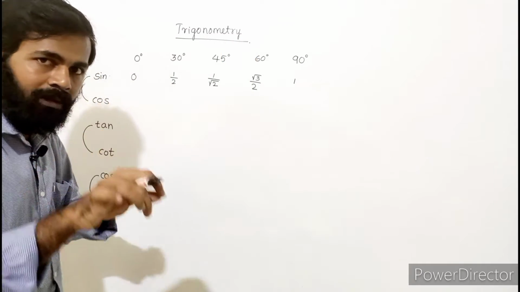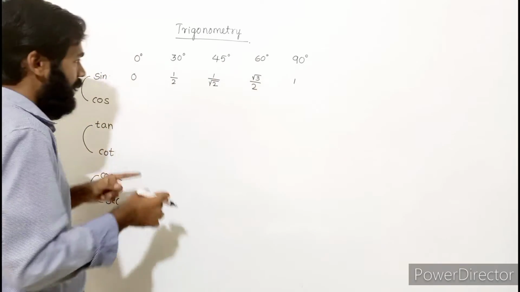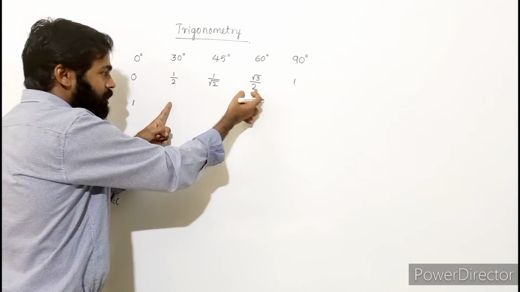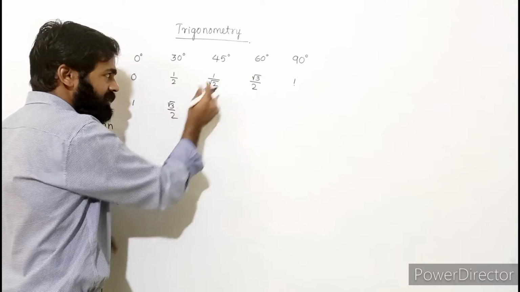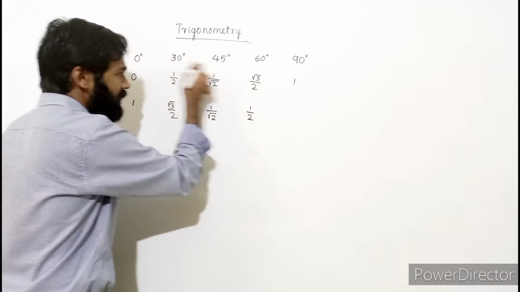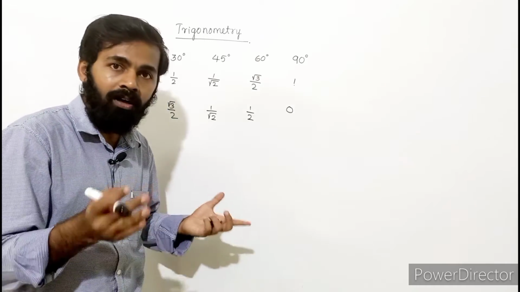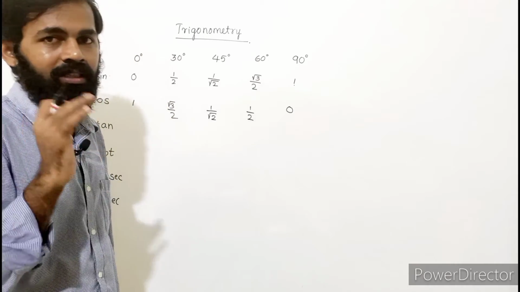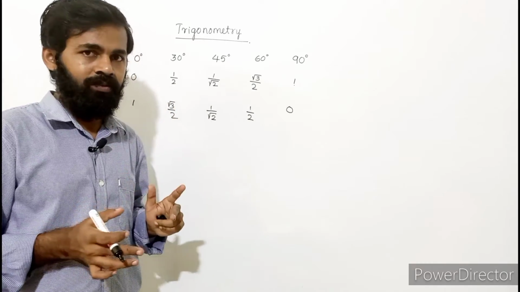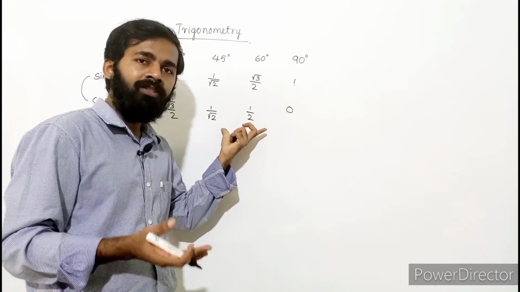Now for its complementary ratio, for cos, you just reverse the order. Cos 0 will become 1. Next you will write root 3 by 2, next 1 by root 2, next 1 by 2, next 0. Those are the values of cos, because sine of 90 minus theta is cos theta. Sine and cos are complementary ratios. You just need to remember these values, then you can easily write the values of cos.